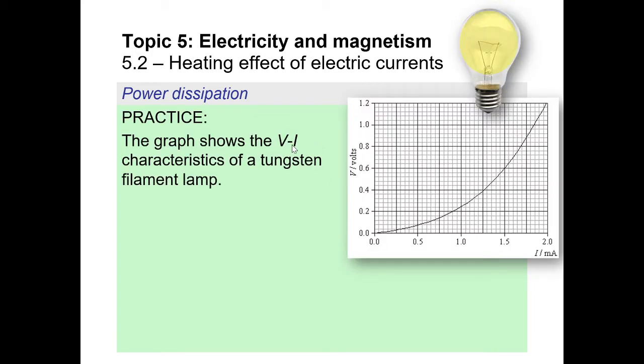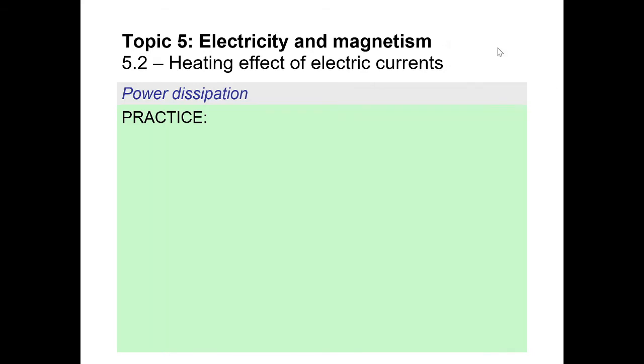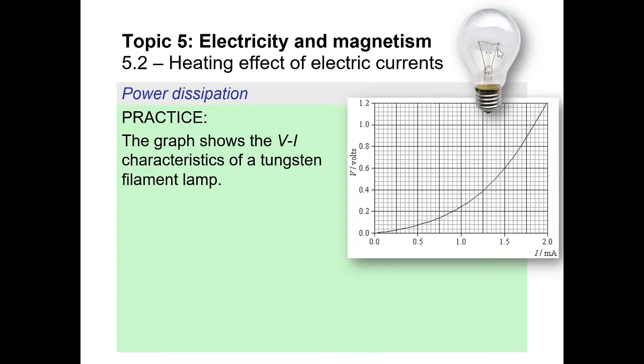All right, the graph shows the VI characteristics of a tungsten filament lamp. So there's that lamp that I keep talking about. Actually, let me go back for a sec. You see this little filament here, this little piece of material, that's the tungsten. So the electricity, once it enters the light, travels through one side, goes through the tungsten filament, comes back down here, and then exits to whatever other power source you have.